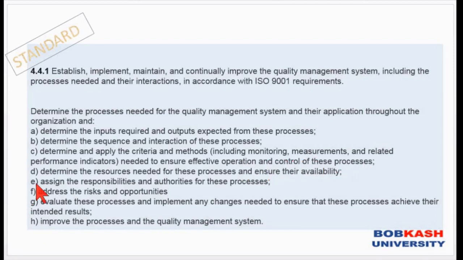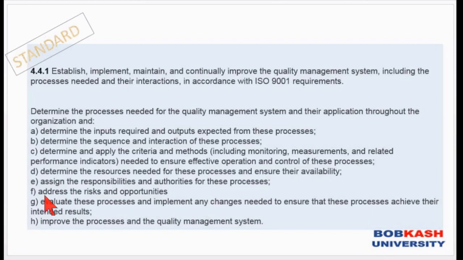Then we require to determine the resources: how many people I need, how many machines I need, what raw material I need. So determine the resources needed for these processes and how they will be made available. So all this is required in designing a process. Then E, after I have determined the resources, I need to assign responsibility. Who will do what? Who will be authorized for what? I have to determine the responsibilities and authorities of the above resources for these processes.